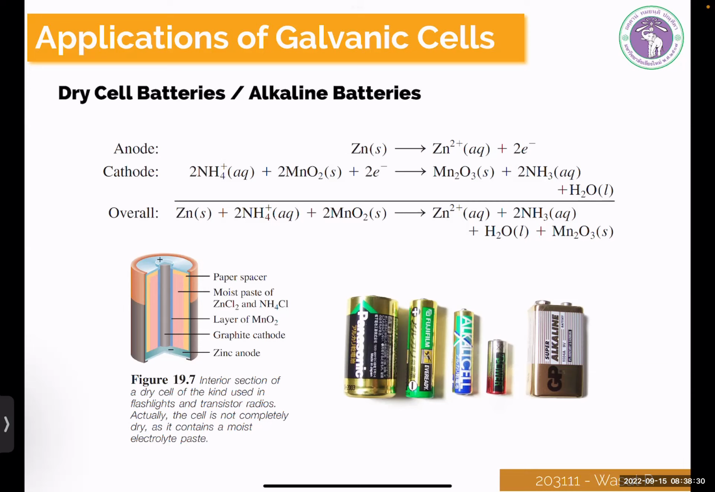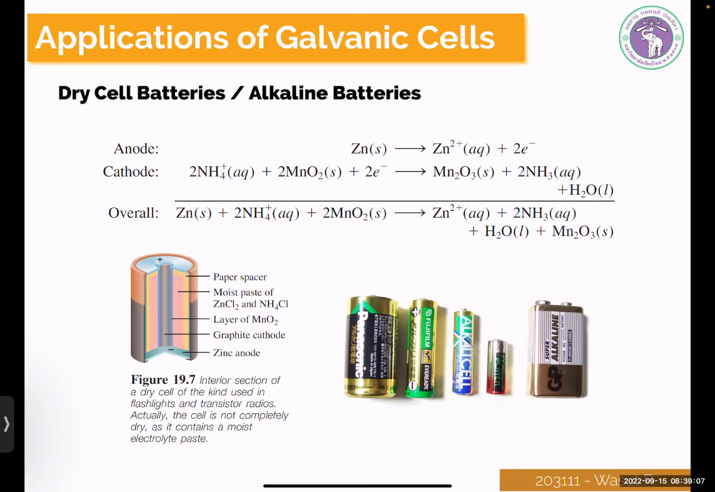So basically, you can see that the overall reaction is zinc reacted with the ammonium ion and the manganese(IV) oxide goes to zinc 2+, ammonia and manganese(III) oxide. This reaction is not reversible anyway, so you cannot really recharge this kind of battery. That's why when you use up this type of battery, you have to throw it away in a bin. Okay, because when the power runs out, we need to throw it away. There's no way you can recharge this type of battery back.